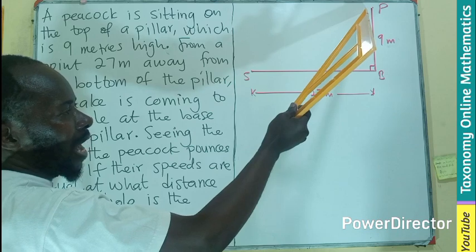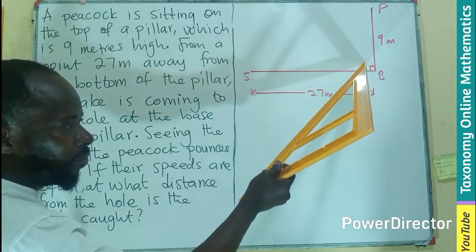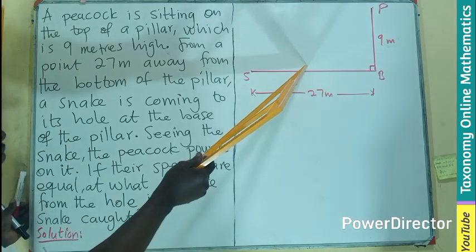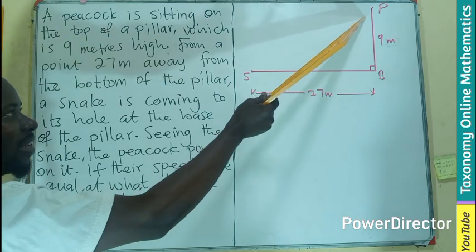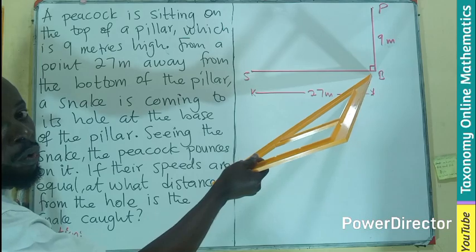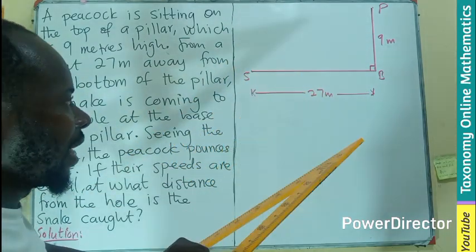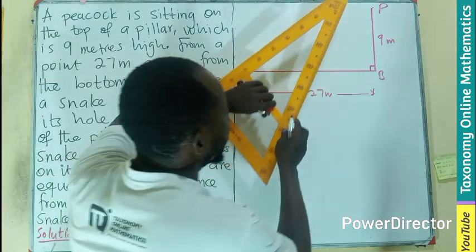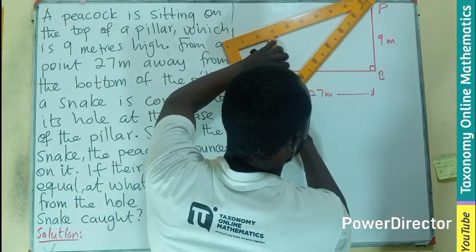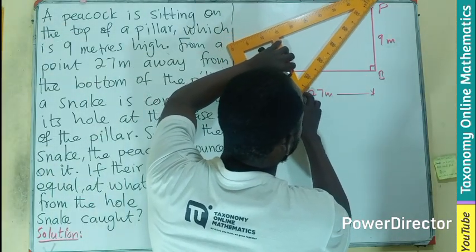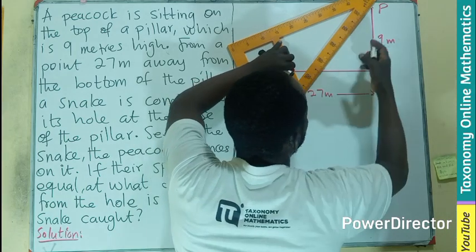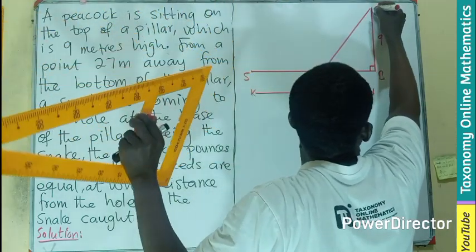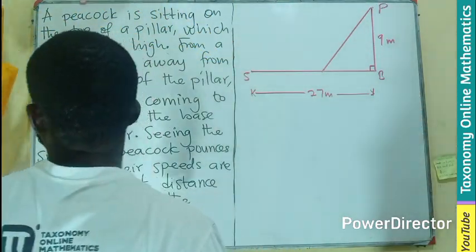Remember, the peacock cannot fly down immediately. He has to walk in conjunction with the snake, trying to meet the snake halfway before it gets to the hole. So if we indicate the flying distance of the peacock, let's say it's going to be somewhere here, not drawn to scale, we can have this diagram here. Okay, so the peacock is there.